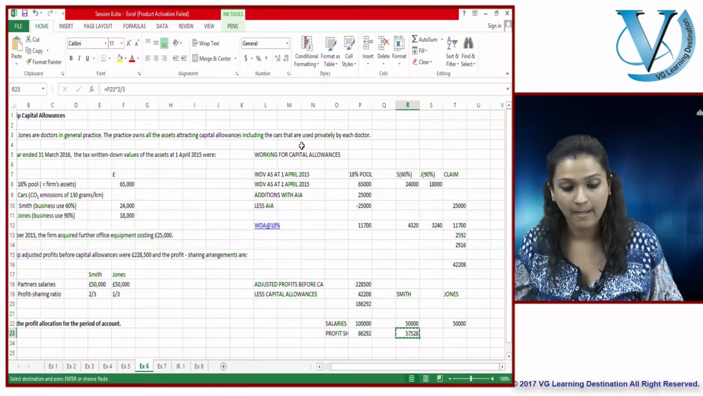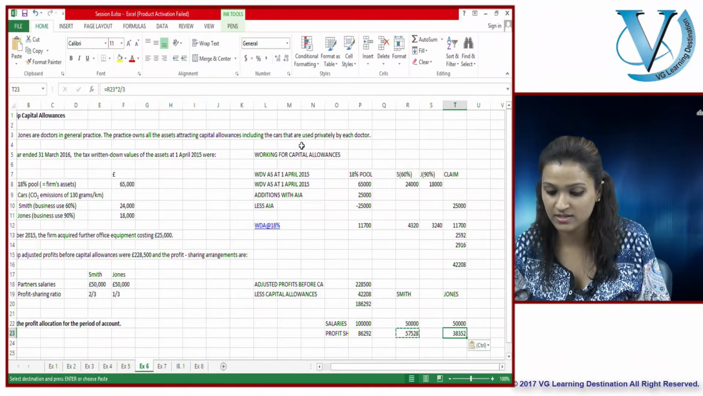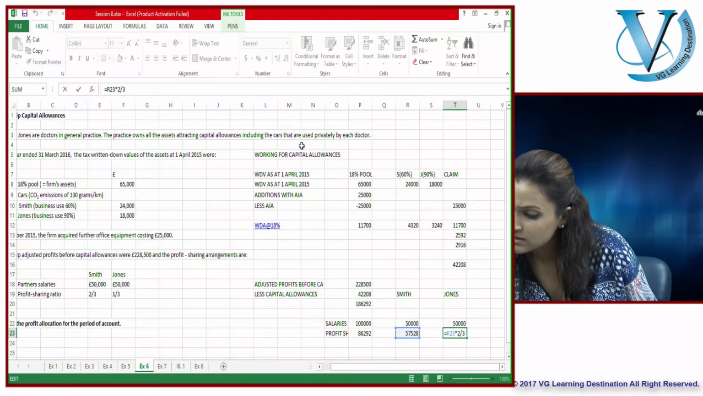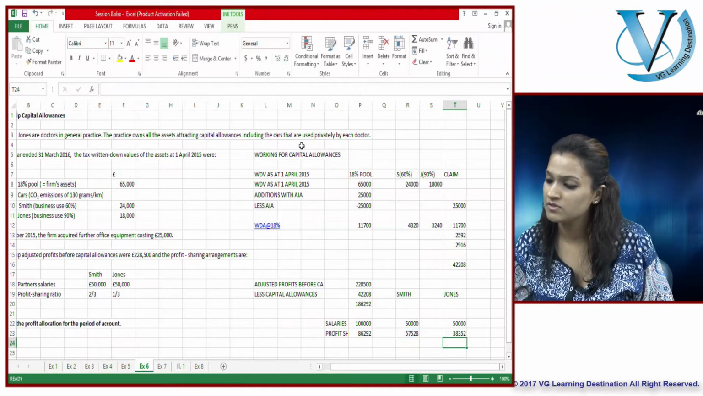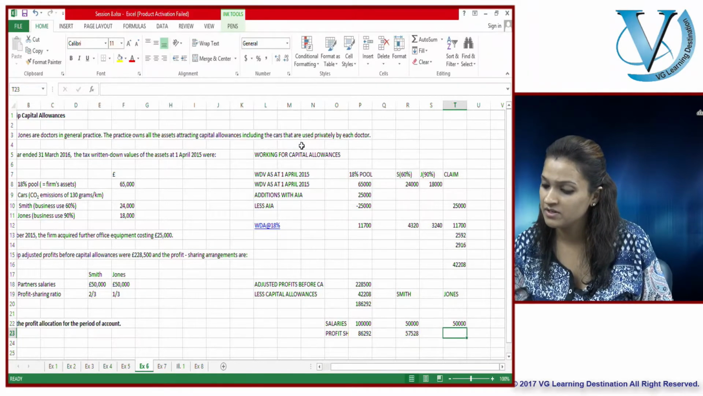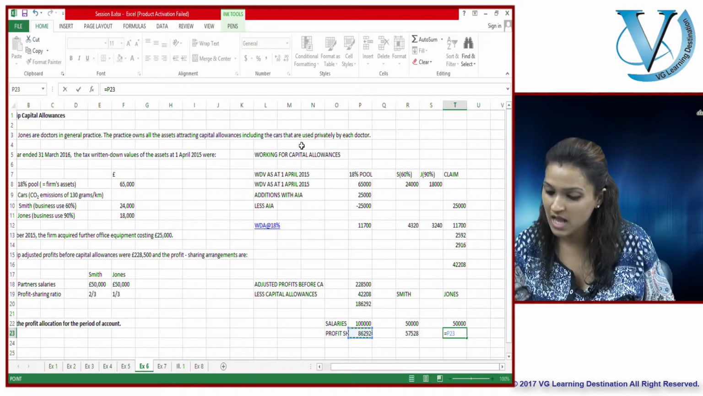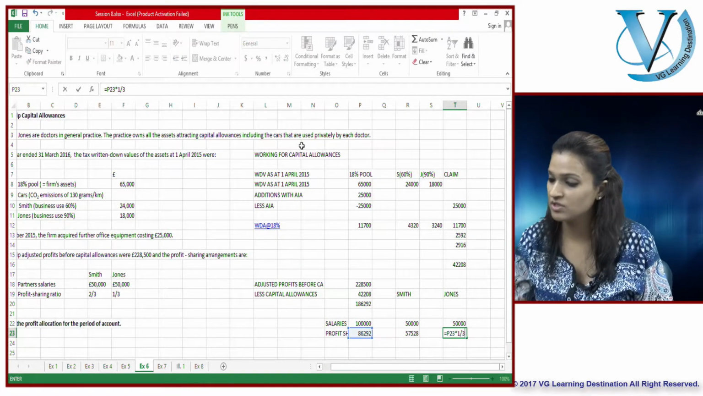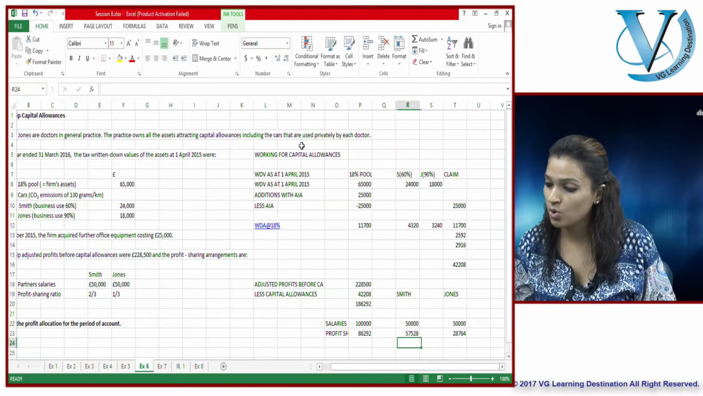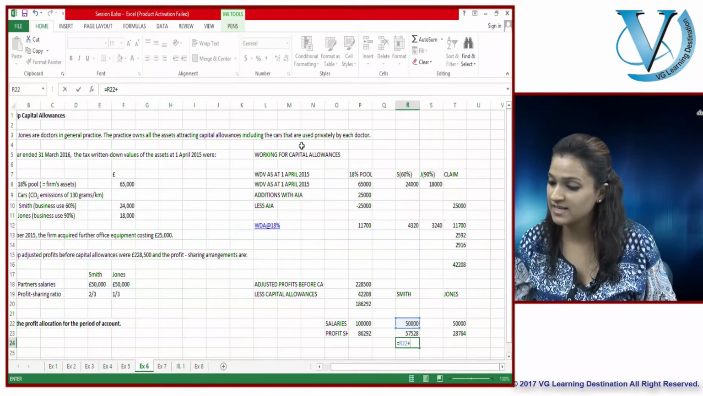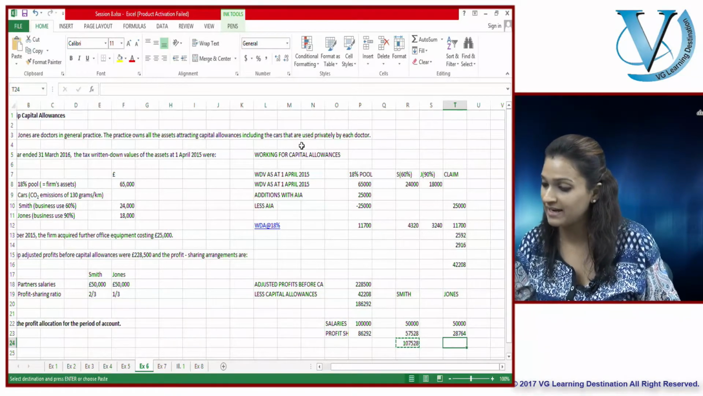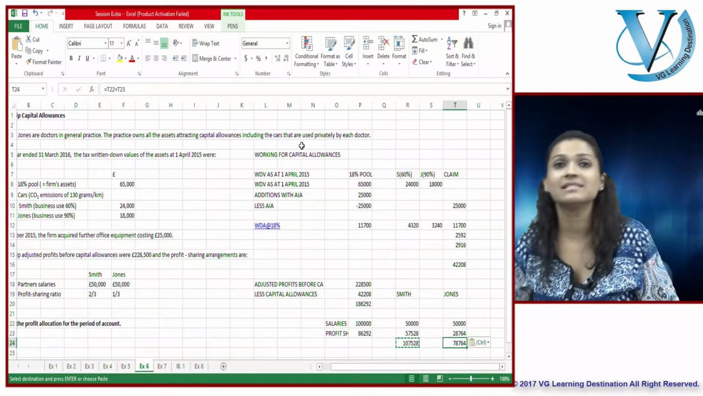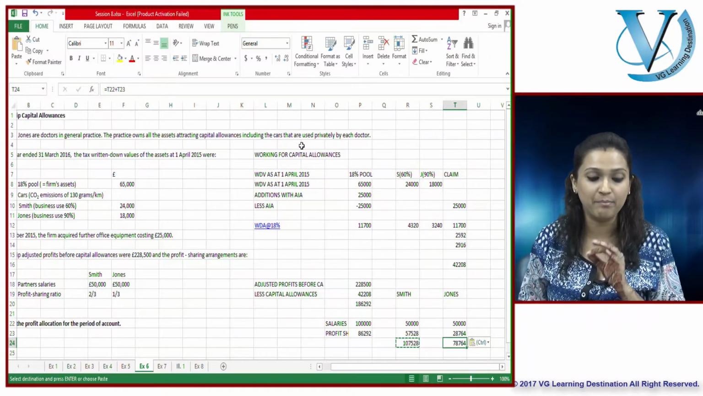Similarly, for my second partner, what have I done? A little incorrect here. This is equal to this multiply by 1 divide by 3 here. So this is what the total income profits under assessment comes out to be: 107,528 for Smith and 78,764 for the second partner.